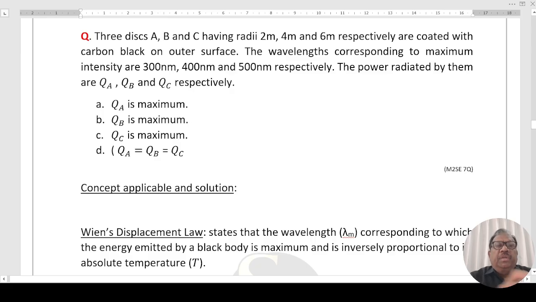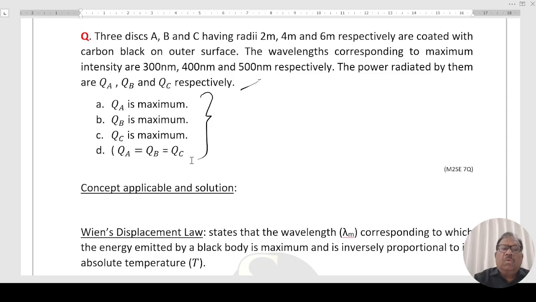Question is 3 discs. Discs A, B, and C having radii 2 meter, 4 meter, 6 meter, respectively, are coated with carbon black on outer surface. The wavelengths corresponding to maximum intensity are 300 nanometer, 400 nanometer, 500 nanometer, respectively. The power radiated by them are QA, QB, and QC, respectively. We have to select which is maximum: QA is maximum, QB is maximum, QC is maximum. Which is maximum? Concept applicable and solution. One of the options is correct, right?